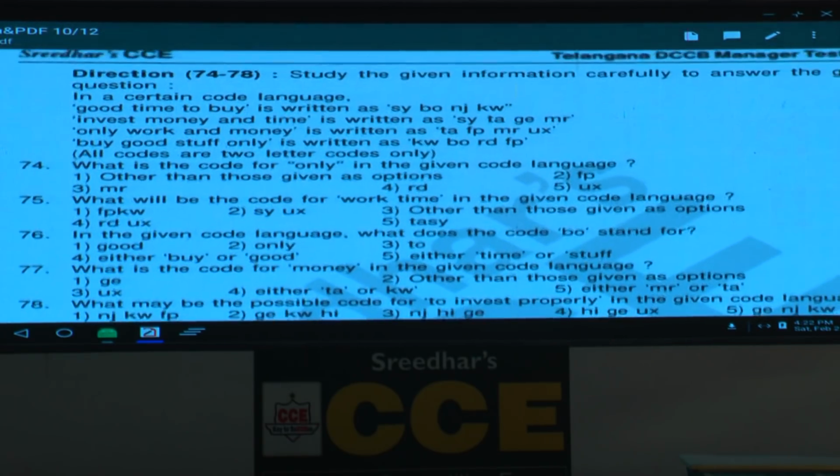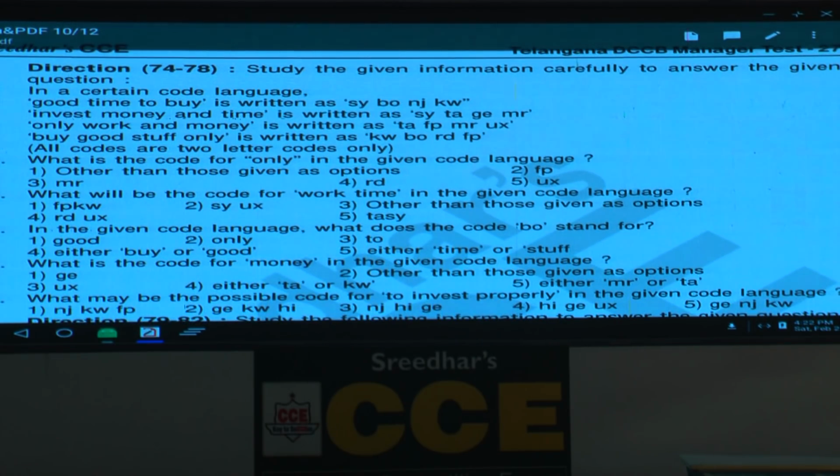74 onwards. Now question number 74 to 78, coding and decoding. First compare the first and the second statements. Good time to buy and invest money and time. Then tell me what is the word which is common between these two? Good time to buy and invest money and time. That means time is the word which is common between these two. Tell me what is the code which is common. The code which is common between these two is SY. Hence the code to the word time is SY.